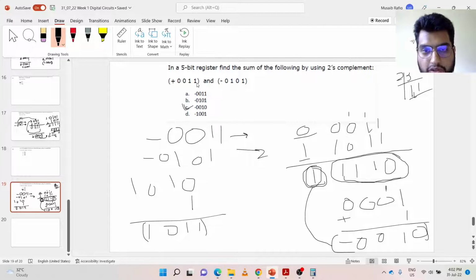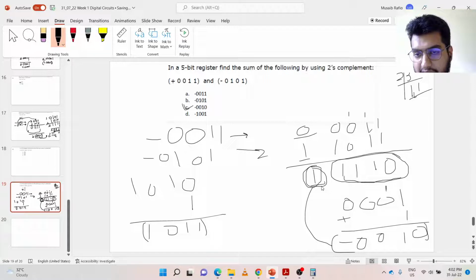So this 0011 is written as 0011 in its 5-bit representation. The fifth bit is represented by the sign 0, and then we have this negative number 0101. Its 2's complement is found by first taking the 1's complement, 1010, and adding 1 to the LSB. It will be 1011, and the sign was negative, so 1 is here. Now I'll just do the addition. 1 plus 1 is 1 0 0, and 1 will be carry. 1 plus 1 plus 1 is 3, so 1 1 will be carry, and 1 plus 0 is 1.